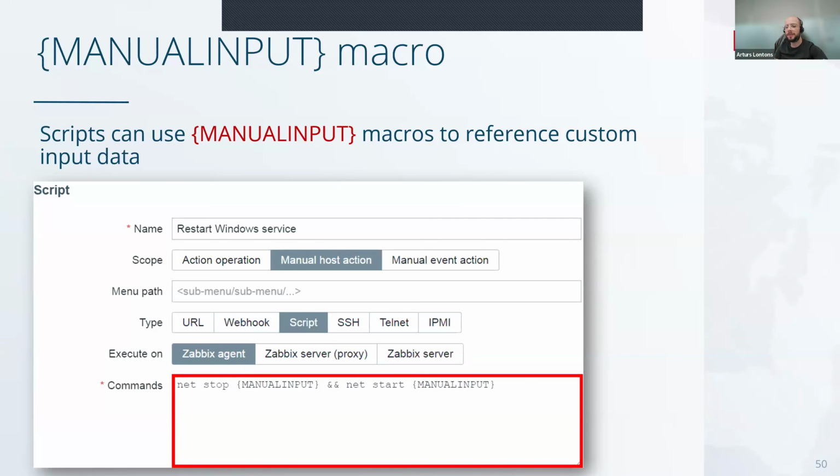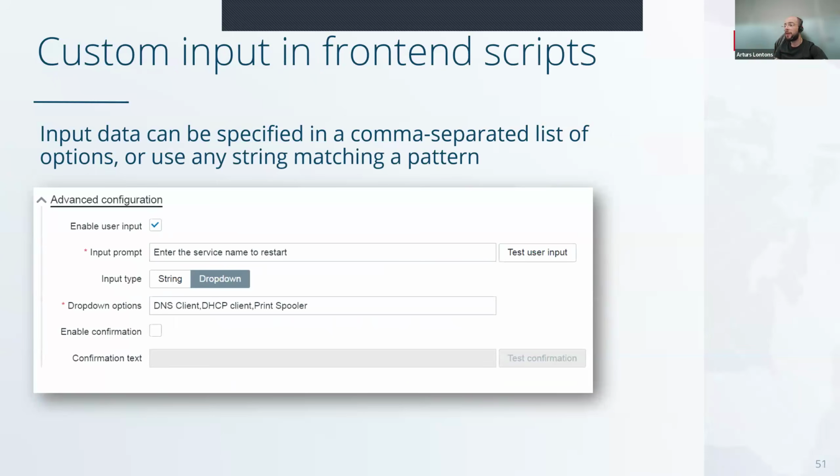So here we can see this manual input macro, and over here in input configuration, we can select a list of inputs in a dropdown that I've configured. Here I have a comma separated list of services that I may want to restart, or you can allow a custom string to be entered that will be verified against a regular expression.